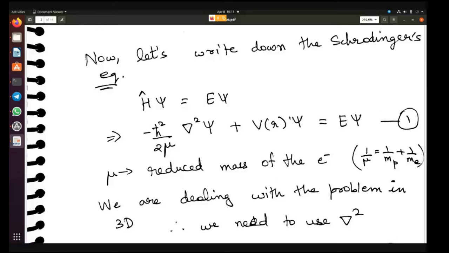Of course, we will go through the full solution of how to solve this. But the point is that in any of these problems, the main thing reduces to what the potential is. How do you define the potential? If you're able to define the potential, then you will be able to solve the Schrodinger equation. Here we now know what our potential is. We also know that it is in three dimensions, so we take the del square operator and then write down the Schrodinger equation.